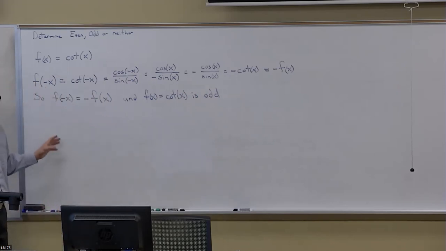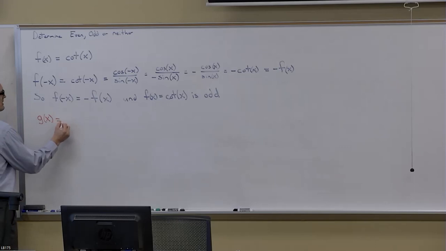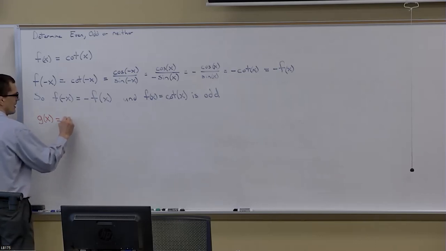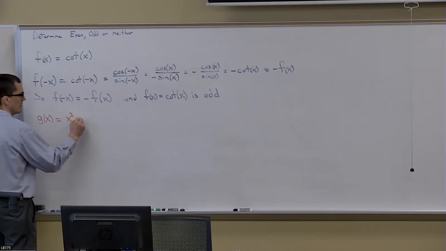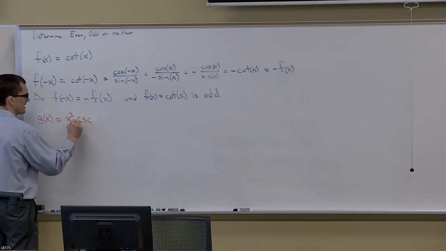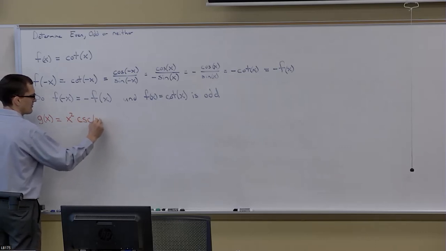Any questions about that? It's pretty easy. Pace through it. Let's do another one. I'll do g of x this time, so it's not as easy. Let's take g of x equals x squared times the cosecant of x.